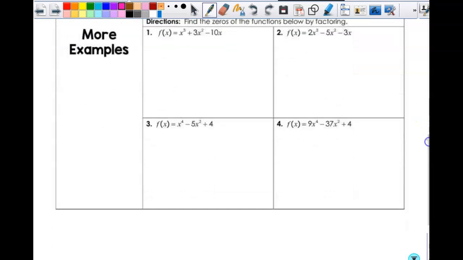So we're going to start with number 2, all right? So I'm going to start factoring this, and what's the GCF here? X. So I get x times 2x squared minus 5x minus 3.